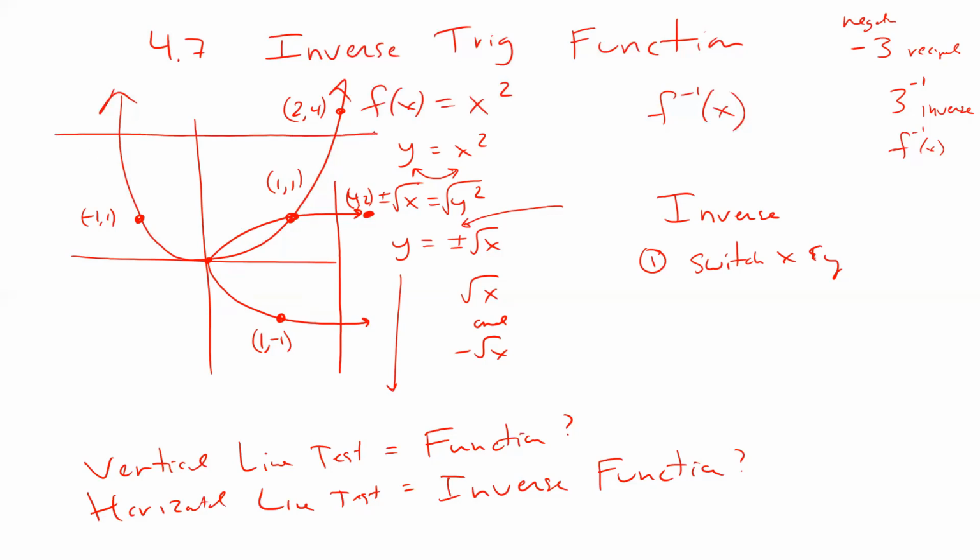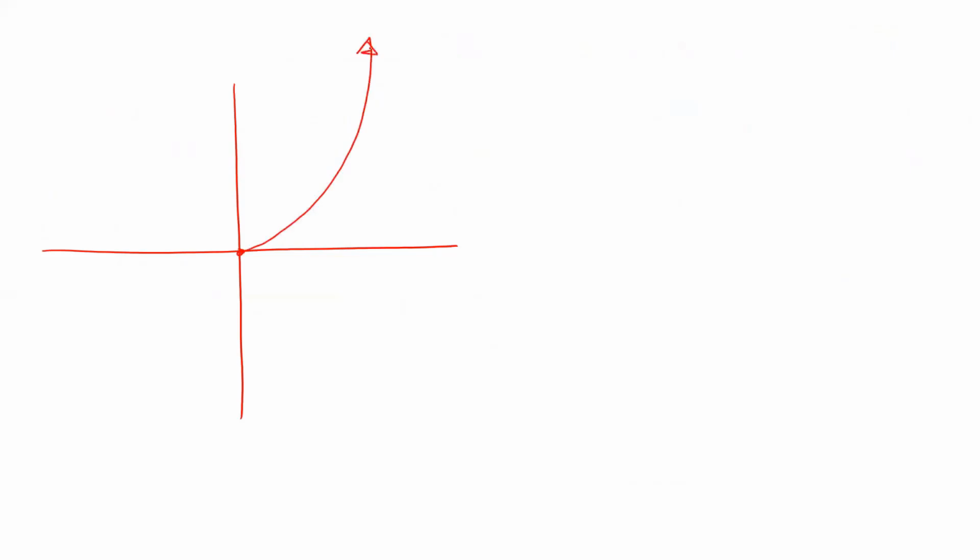So if this guy fails a horizontal line test, you know that this guy's going to fail a vertical line test because it's just switching of the x and y's. Are we good? So we somehow have to make x squared not fail a horizontal line test. The way we can do it is we limit the domain. We're going to chop off a little bit of the function. So instead of going all the way down, coming all the way up, how about if we just use this side only? So we're going to say this is f of x equals x squared, with the condition that x is greater than or equal to 0.